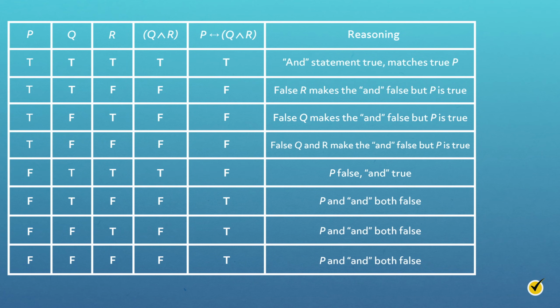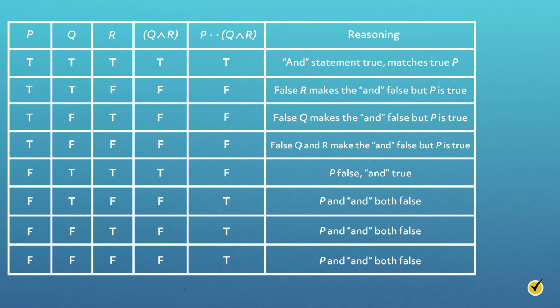For our sixth row, Q and R is false because R is false. Compared to P, P is also false, which makes our biconditional statement P if and only if Q and R true, because they have the same truth value. P has the same truth value as Q and R. Looking at our seventh row, we'll see the same thing. Q and R is false because Q is false, but since P is also false, our biconditional statement becomes true.